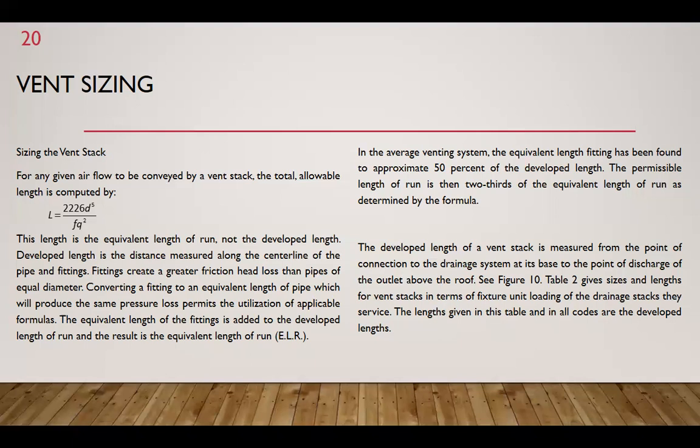The permissible length of run is then 2/3 of the equivalent length of run as determined by the formula. So the developed length of a bent stack is measured from the point of connection to the drainage system at its base to the point of discharge of the outlet above the roof. See figure 10. Also, table 2 gives sizes and lengths for bent stack in terms of fixture unit loading of the drainage stack service. The lengths given in this table and in all codes are the developed length.